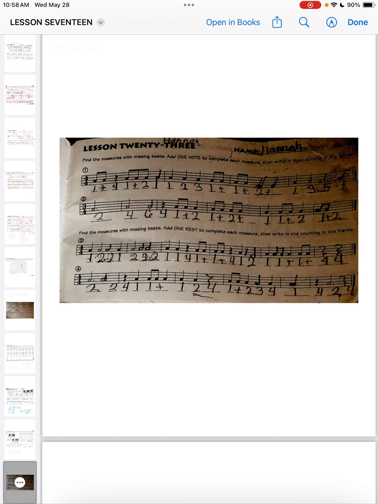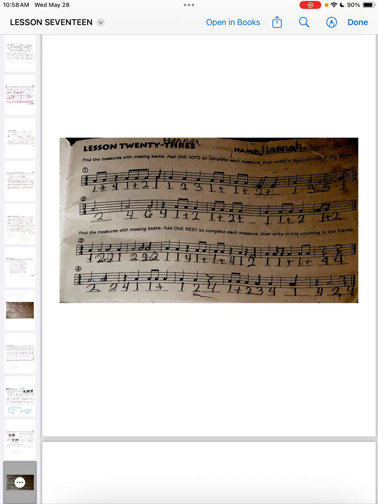Oh, no. Okay, I'm going to be doing some grading. Oh, boy. Find the measures of the missing beat. Add one note to complete it. Oh, jeez. This is going to be a horrid mess.